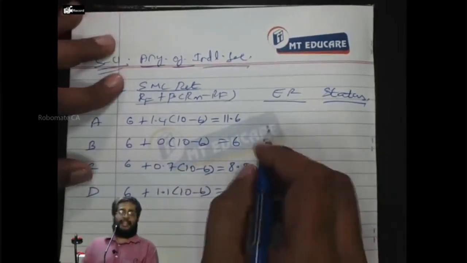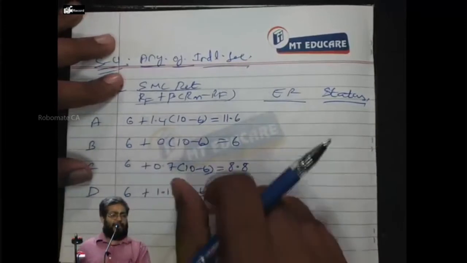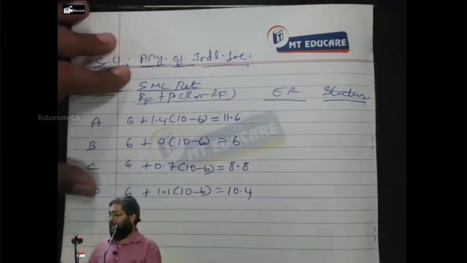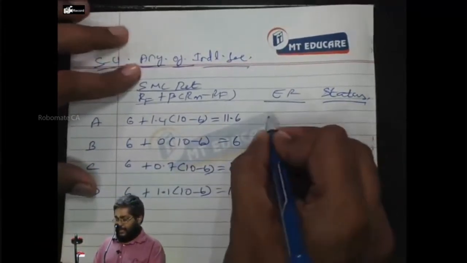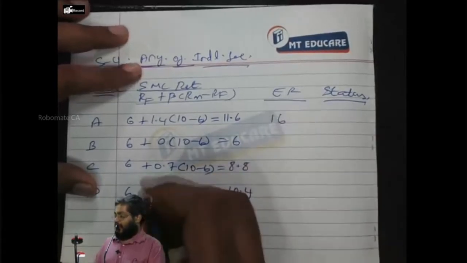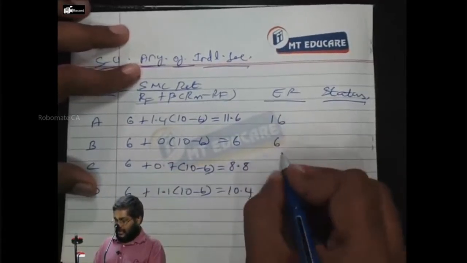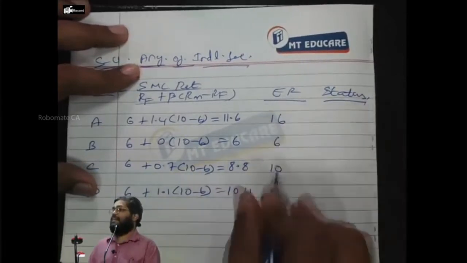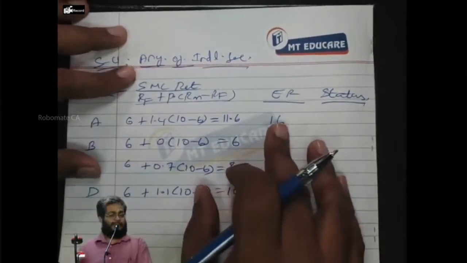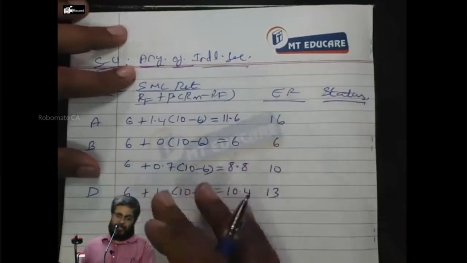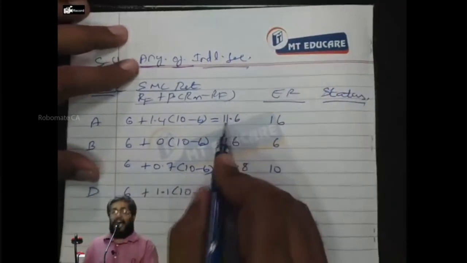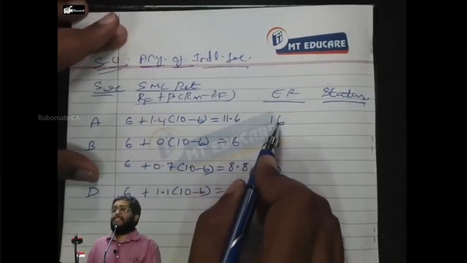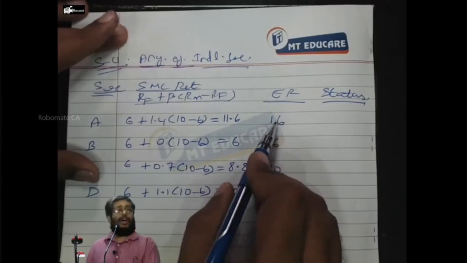This is what the security should be giving me. Is that right or not? No. But what is it expected to give me? 16. Next is 6, 10, and then 13. The expected return is what it is likely to give. Can I proceed? Now tell me, I want 11.6. It is expected to give what? 16. Good or bad? Good.